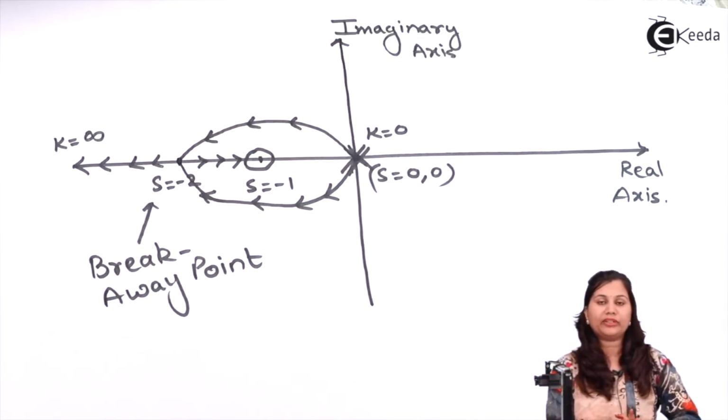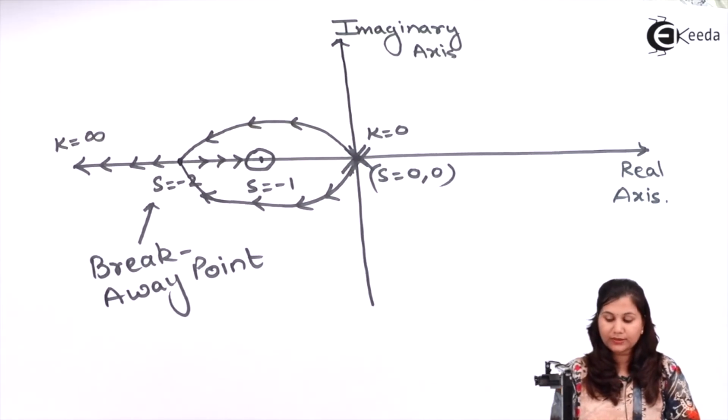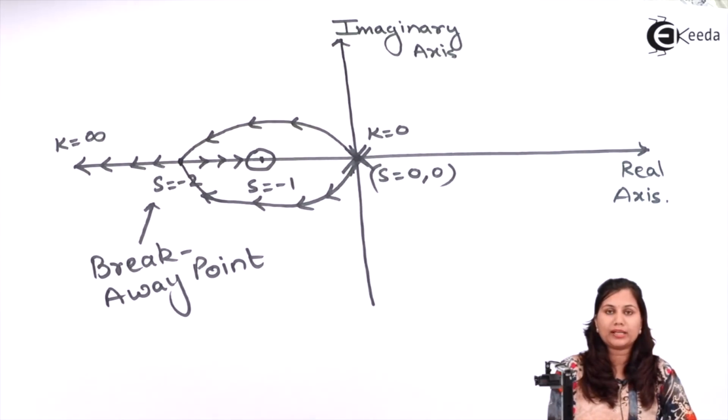So in this problem, we have sketched the root locus of a system having the open loop transfer function G(s) as K(s+1)/s². I hope this problem is clear to you. Thank you.